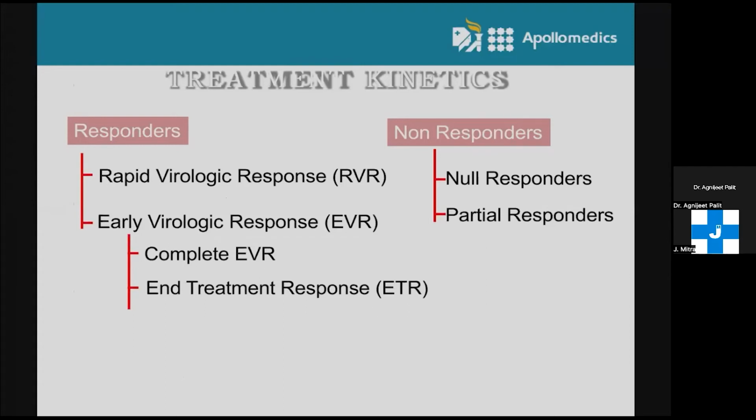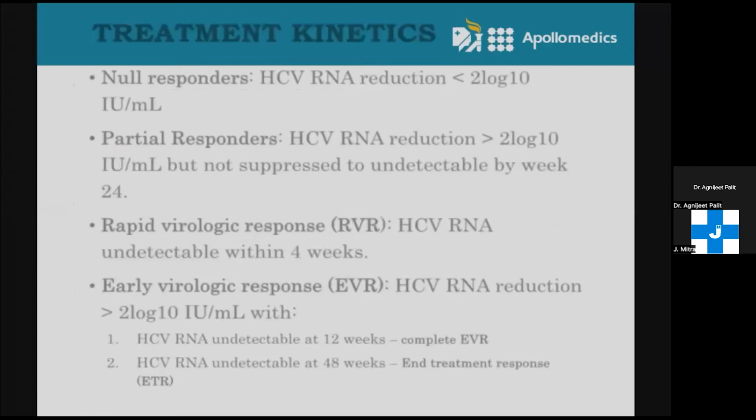Responders may have a rapid virological response or an early virological response, and non-responders might be null or partial responders. In null responders, there is less than a 2 log10 IU per ml reduction of the HCV RNA. In partial responders, there is greater than a 2 log reduction, but it does not become undetectable by week 24. Rapid virological response is the most ideal, where the HCV RNA is undetectable within 4 weeks.